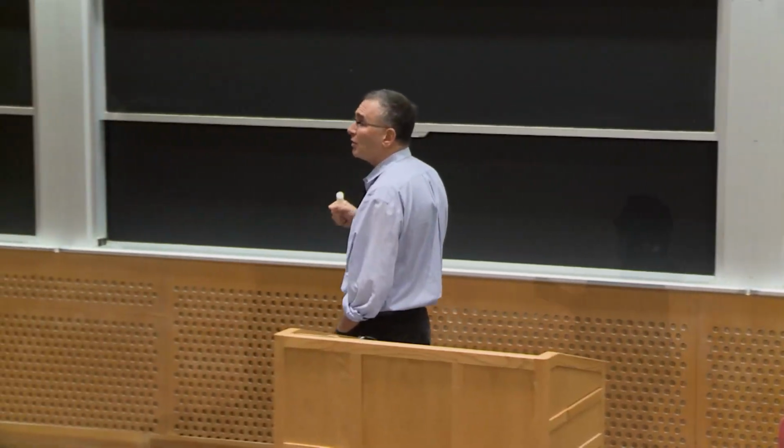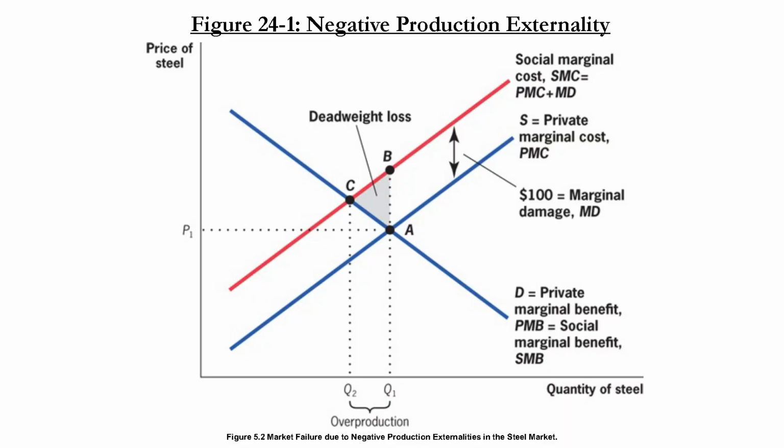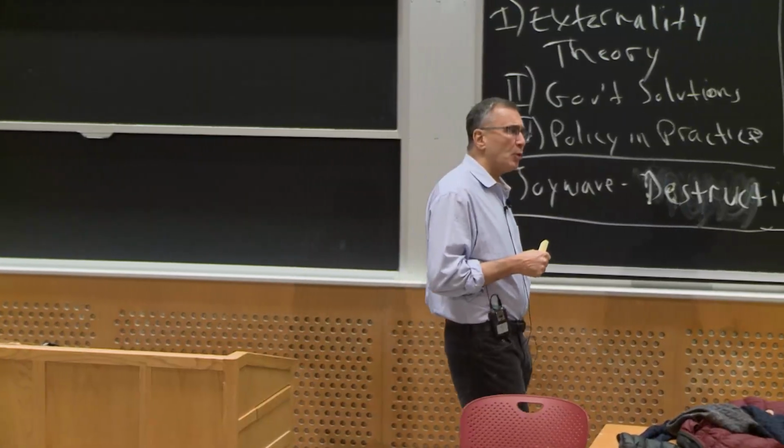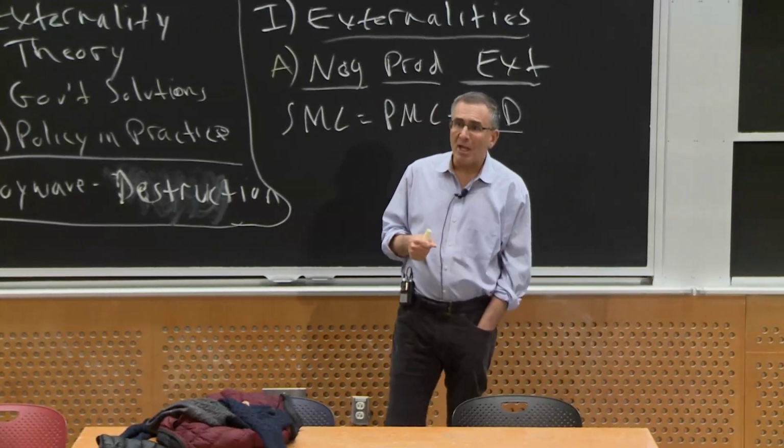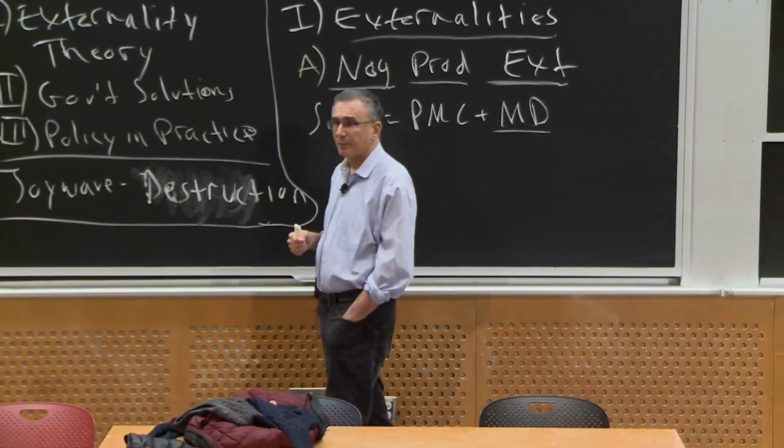The social cost is not the blue line, it's the red line. It's the private marginal cost plus the marginal damage, which is a shift upwards. It's a constant shift upwards because we're assuming marginal damage is constant. So the social optimum is not at A, it's at C. In other words, from society's perspective, the steel company overproduces steel.